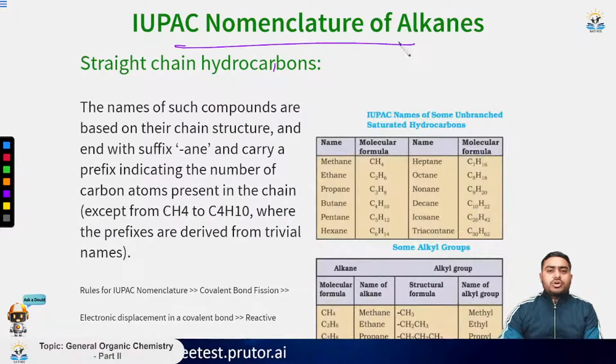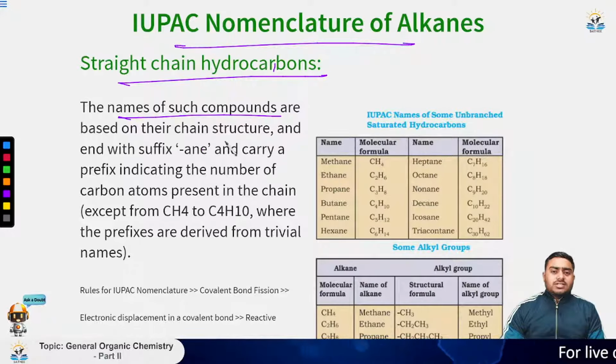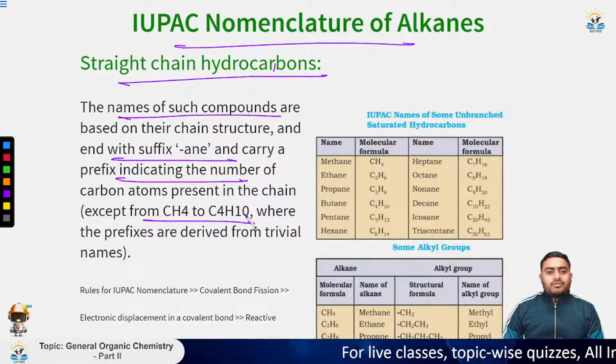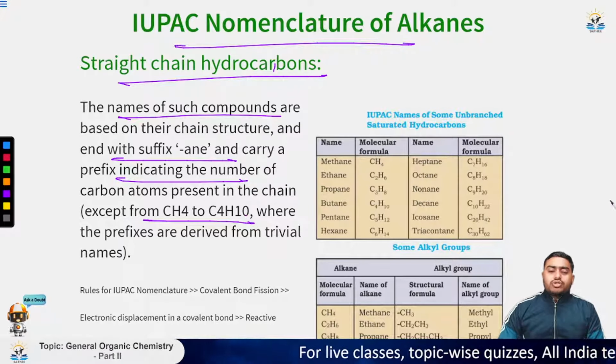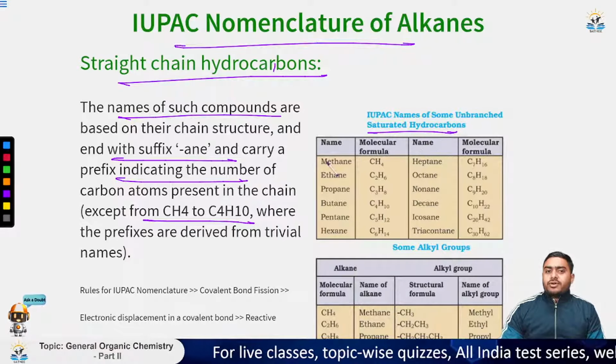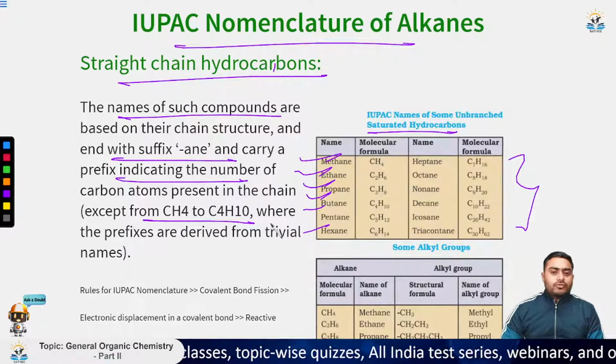Now you can see IUPAC nomenclature of alkanes, straight chain compounds, right? The names of such compounds are based on their chain structure and end with the suffix "ane" and carry a prefix indicating the number of carbon atoms present in the chain, except from CH4 to C4H10, where the prefixes are derived from their trivial names. So you can see IUPAC nomenclature of some unbranched saturated hydrocarbons like methane, ethane, propane, butane, pentane, hexane. You can see some examples and their molecular formulas, right?